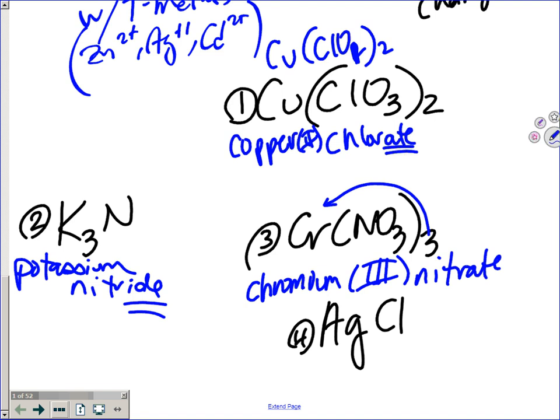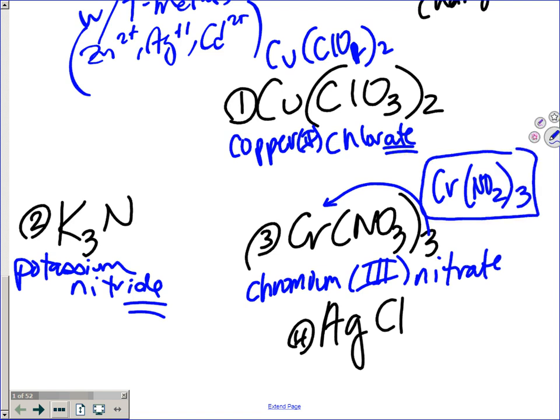What would be the formula for chromium 3 nitrite? The 2 goes to, the 3 goes to a 2. And 3. So this is chromium 3 nitrite.